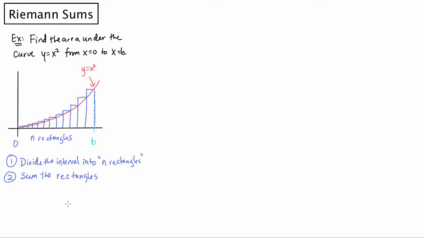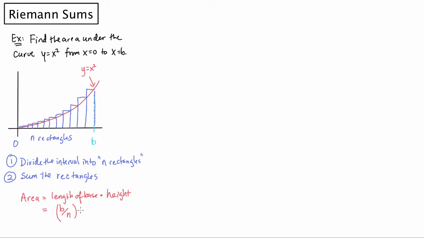If I want to sum the rectangles, I've got to first figure out what goes into a rectangle. So we look at the area of a rectangle. The area is equal to the length of the base times the height. That's how you find the area of a rectangle. That's why we like to use rectangles, because they're easy to find. So what is the length of the base of each of these rectangles? Well, if it's over the interval b and I'm chopping it up into n parts, then the length of each part is going to be b divided by n. That's the length of the base of each rectangle.